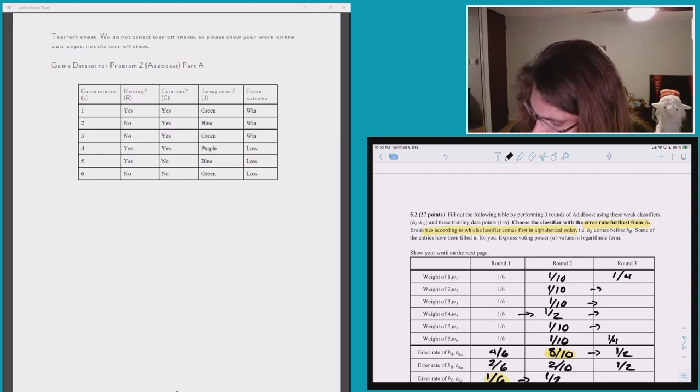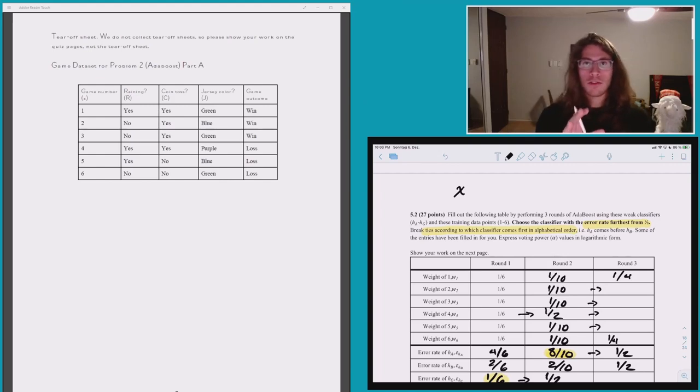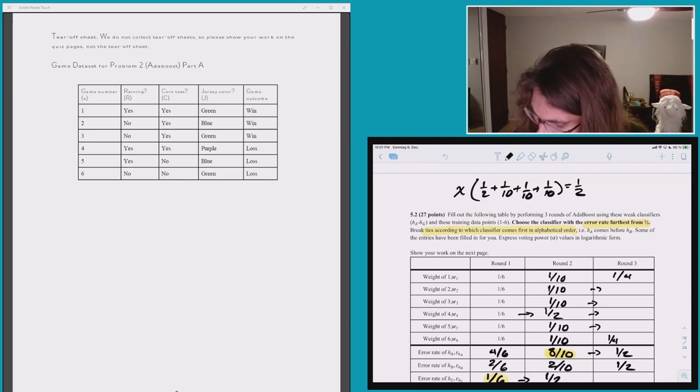So let's see, the trick here is that the misclassified points in one round are going to sum up to 1/2 on the next round in terms of weight, but they are going to keep the same proportions with each other, the same fractional differences between each other. What I mean by that is they're going to be scaled by the same factor. So I'm going to have 1/2 plus 1 over 10 plus 1 over 10 plus 1 over 10, and that's going to be equal to 1/2, right? Let me do some quick arithmetic here. That's 3/10 plus 5/10, that's going to be 8/10, if I'm doing this correctly, and that's going to be equal to 1/2, which means x is going to be equal to 5/8.